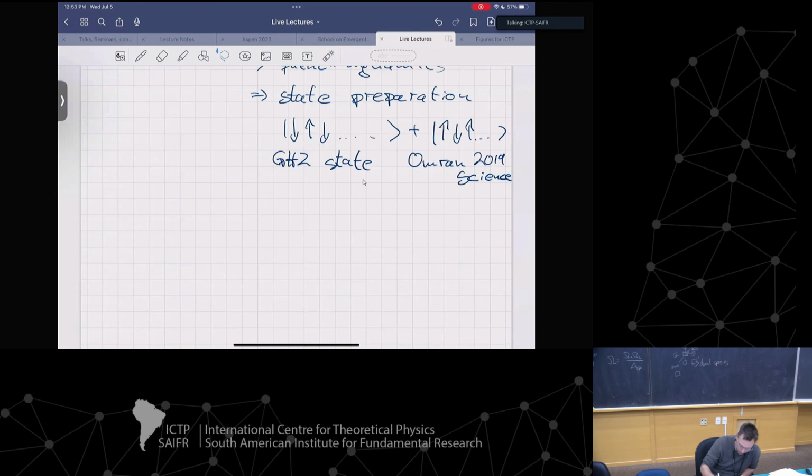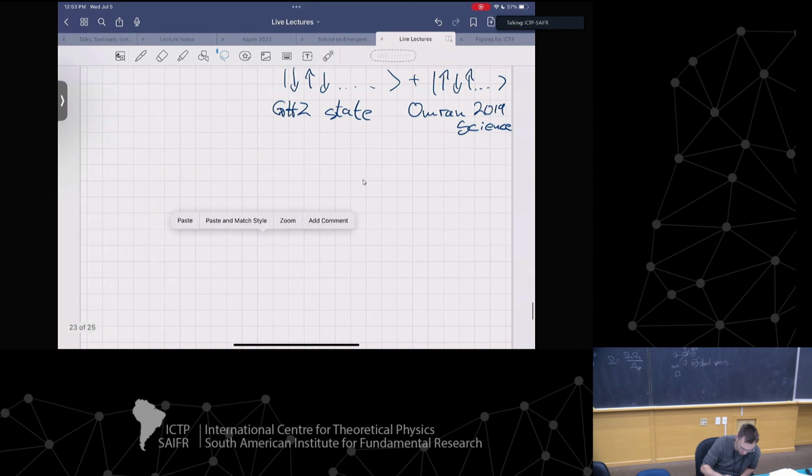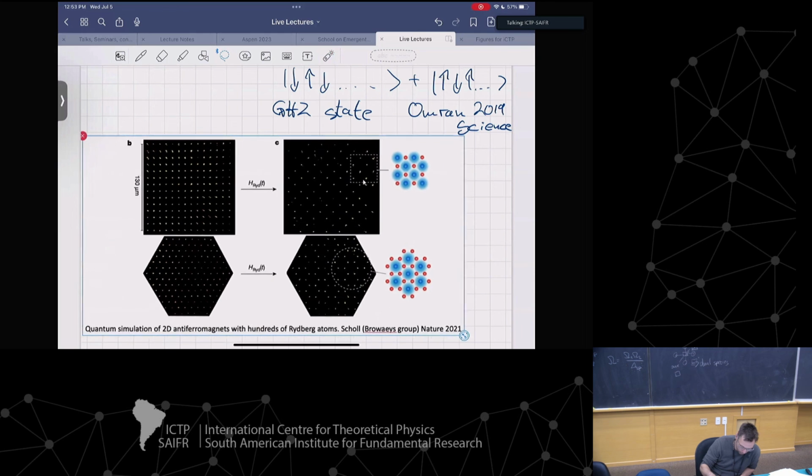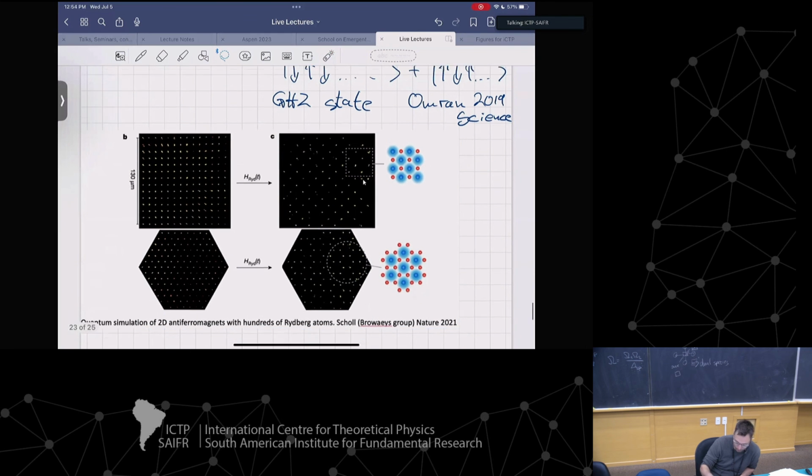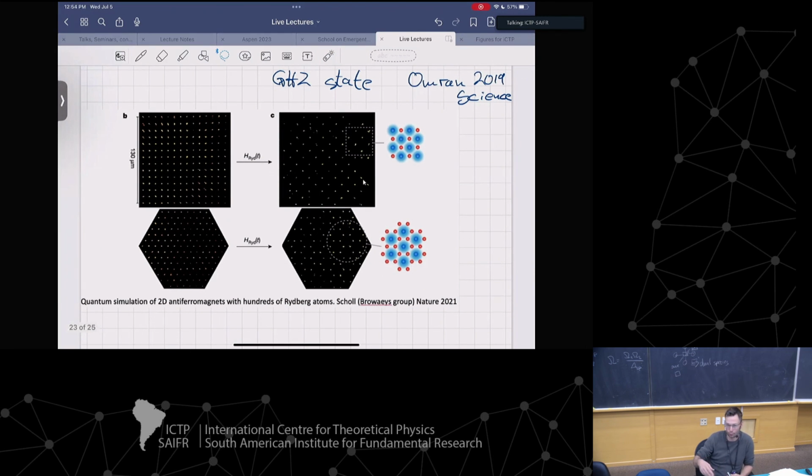And this is a very nice example from Antoine Browaeys, a very similar example also from Harvard around that time. So now we are reaching the present time. But here, in this example, they also just looked at this antiferromagnetic situation. And it's incredible how they get this ordered state here with 200 atoms. That's pretty incredible.